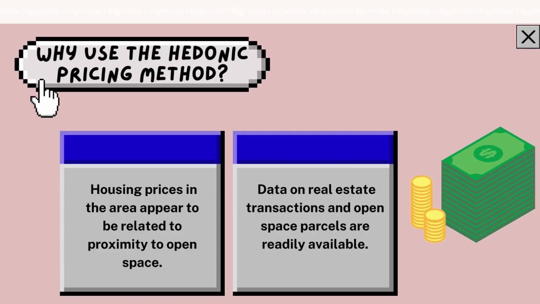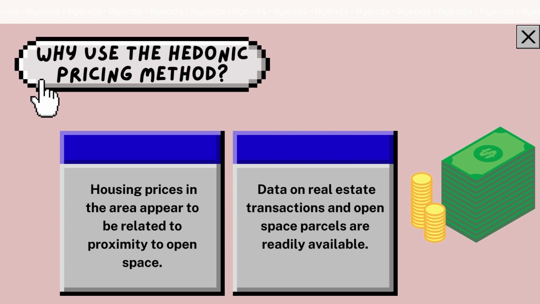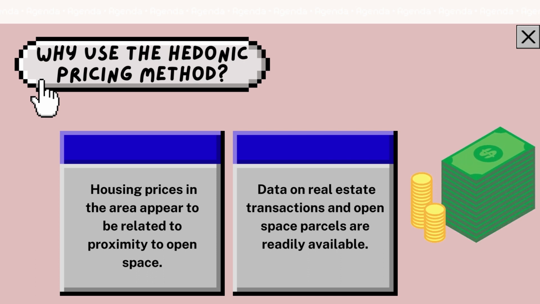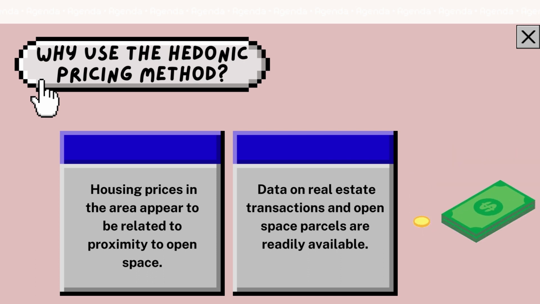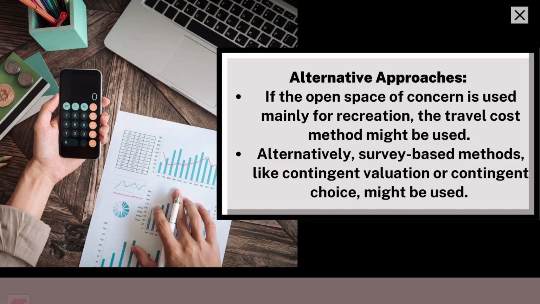Why use the hedonic pricing method? The hedonic pricing method was selected in this case because housing prices in the area appear to be related to proximity to open space. Data on real estate transactions and open space parcels are readily available, thus making this the least expensive and least complicated approach.